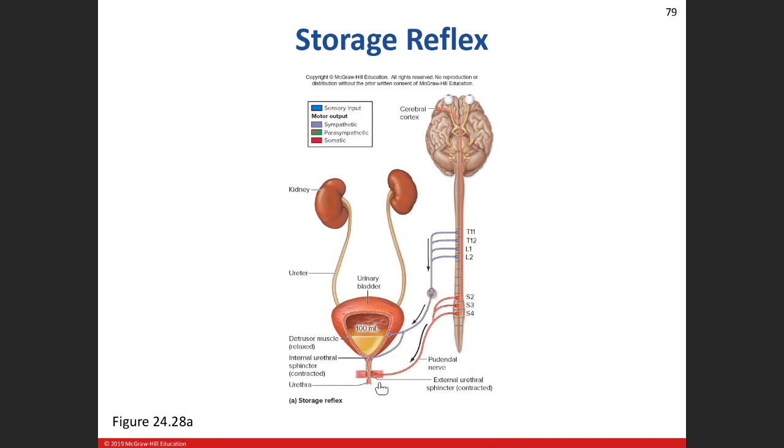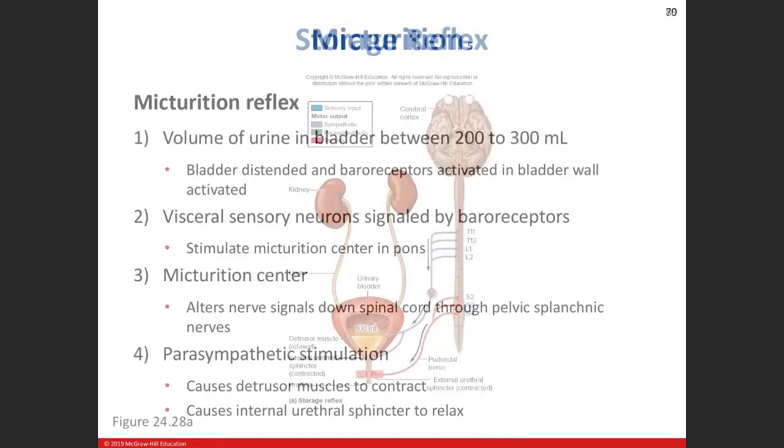Meanwhile, the external urethral sphincter, down here in the pelvic floor with the levator ani muscle group, is undergoing innervation from the pudendal nerve to sustain a contraction here. So no urine is leaving. That's the storage reflex. That's going on right now in all of us. I have to assume so. Otherwise, you'd be making a beeline to the bathroom.